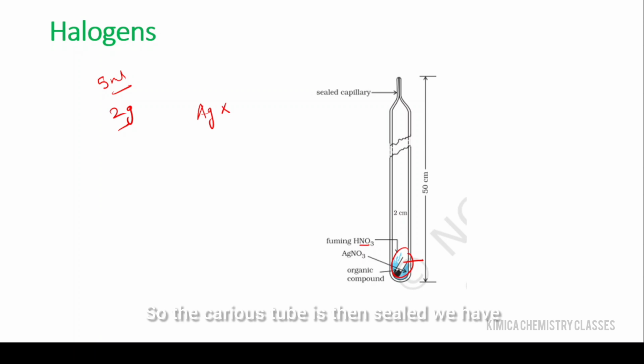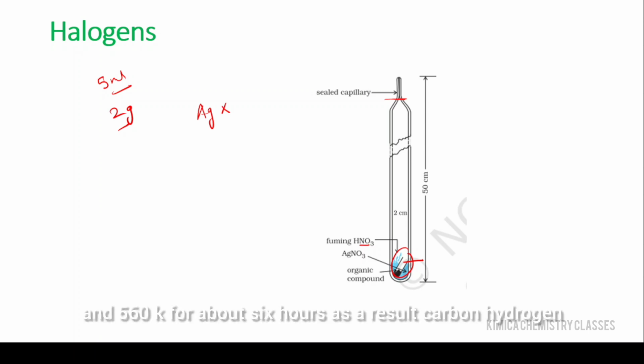Then the Carius tube is sealed. Now it is placed in an outer iron jacket and heated in a furnace, at a temperature of 550 to 560 K for about 6 hours.